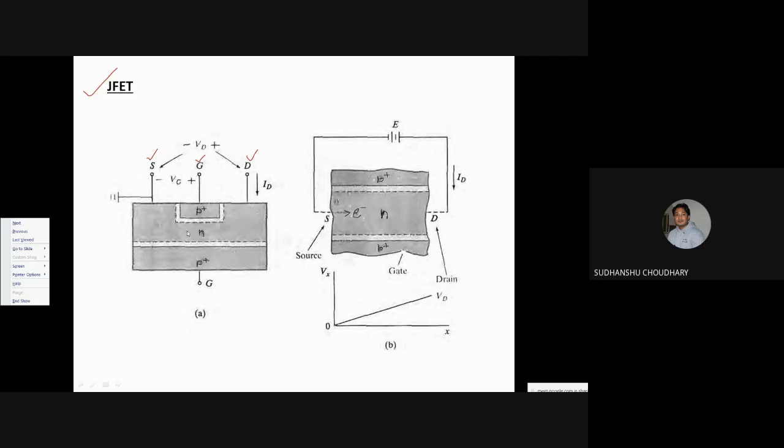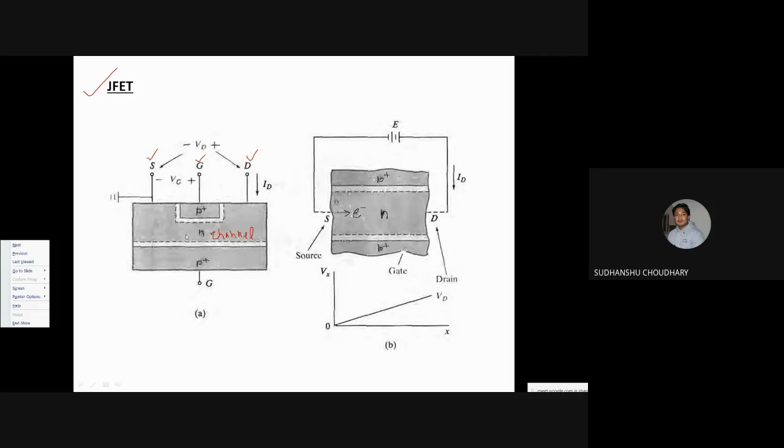So this junction FET is having an N channel. In fact, this region is called, let us say, the channel. So that means this is an N-channel junction FET, which will emit electrons from the source. Right?